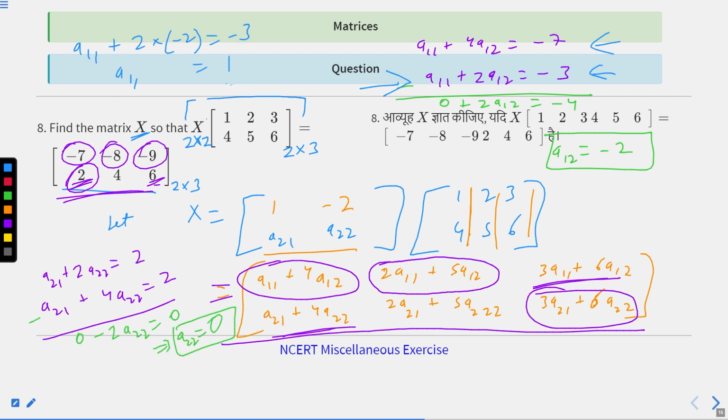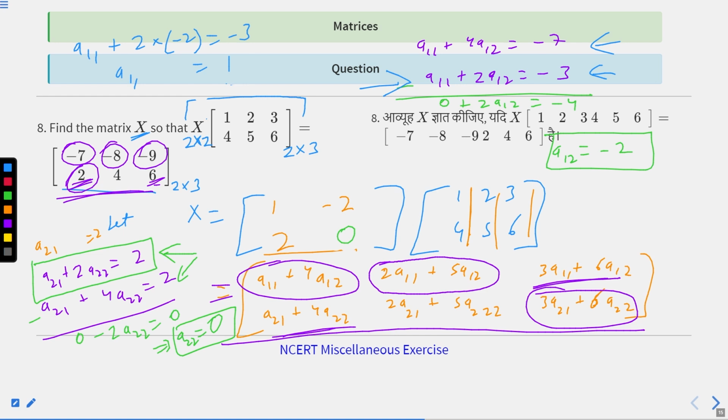A22 entry will be 0. So this will be 0. If A22 is 0, now use any of these equations and put the A22 value to get your A21. So if I choose this one, A21 plus 0 is equal to 2. So this means A21 entry will be 2.